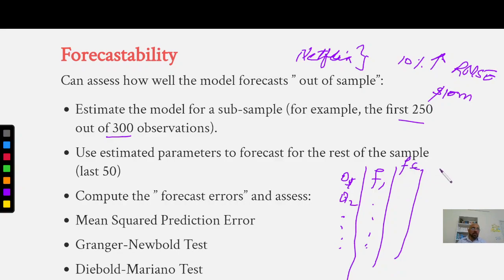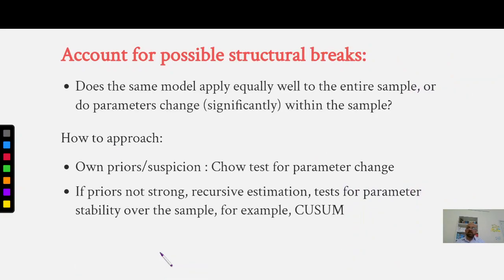Then you can take the forecast error squared, and the sum of forecast error squared divided by n will be the mean square error. And if you take its root, it will be the root mean square error. You can look into these things. Granger-Newbold and Diebold-Mariano have also proposed some other criteria to assess whether forecast error is small or large. You can go through these things.